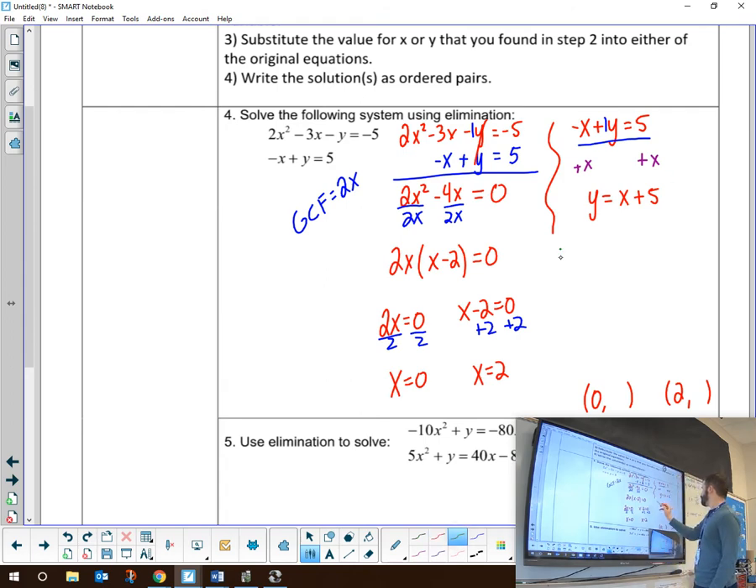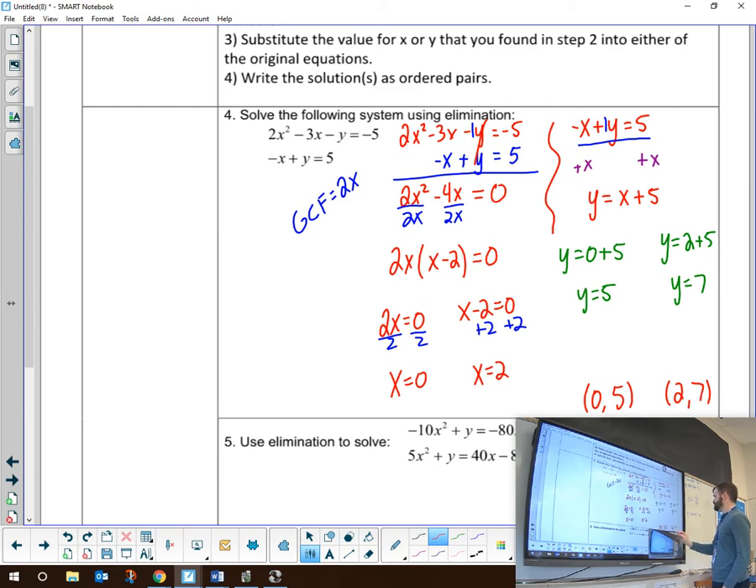So we're going to go y equals 0 plus 5. Obviously that's just 5. So my other answer is 5. Then we can take my 2, plug that in, and go y equals 2 plus 5. 2 plus 5 is 7. So we're going to have a point at 2, 7. So these are my two points. We have a point at 0, 5 and a point at 2, 7.